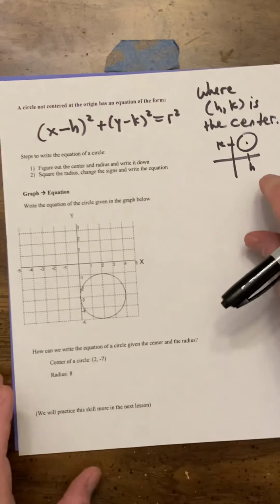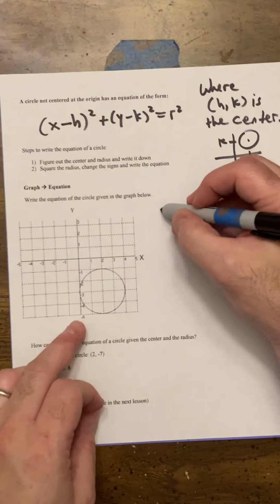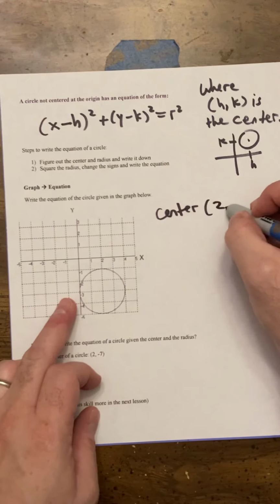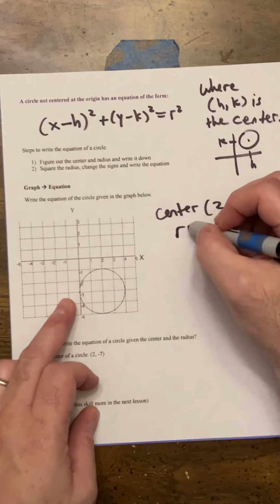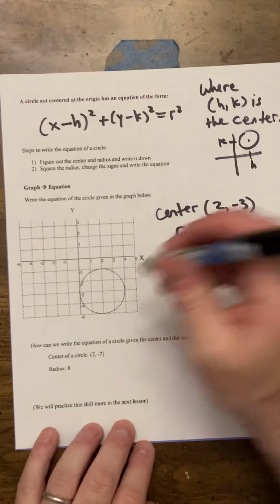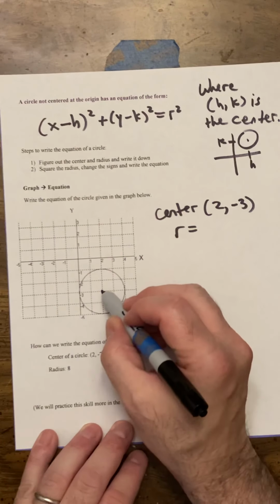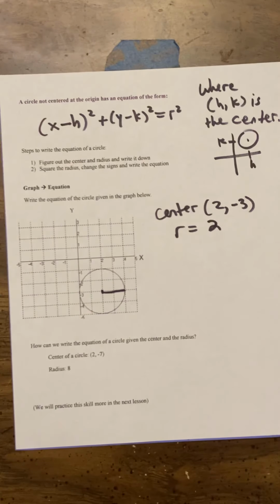Let's take a look at an example right here. This problem is a circle, clearly, right? The center of this circle is 2 and -3. So I'm going to write that down. Write down the center and the radius. How am I supposed to figure that out? Okay, well, the center of the circle is here. It's the very center. So therefore, the radius has to be these two boxes. The radius is going to be 2, right?